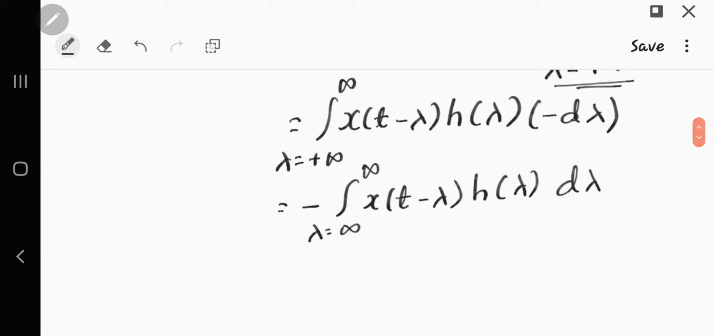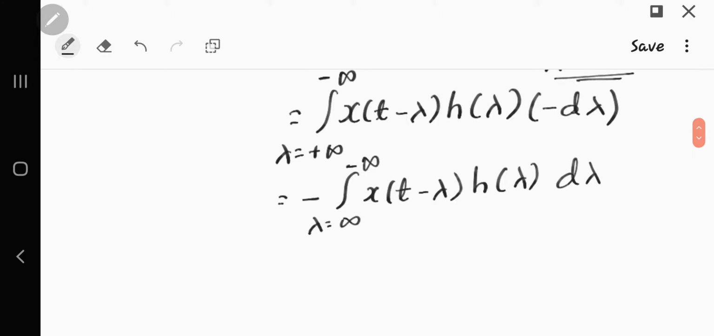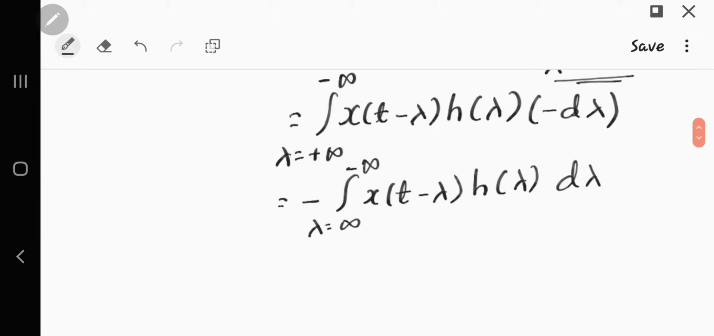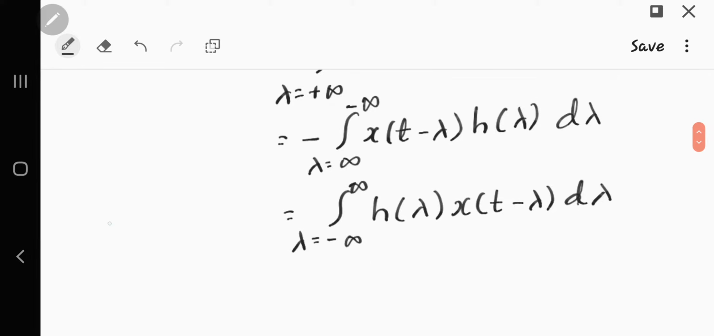If you interchange the limits, plus infinity to minus infinity, this minus can be eliminated. So we get the integral from lambda equal to minus infinity to plus infinity of h of lambda x of t minus lambda d lambda. And the LHS we started with was x of t convolved with h of t.